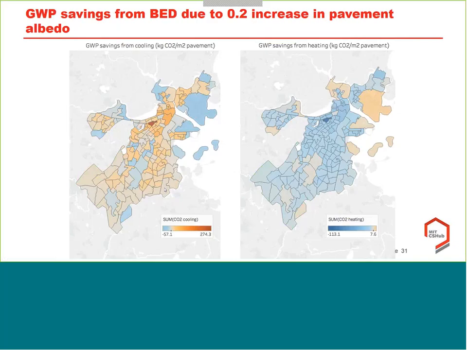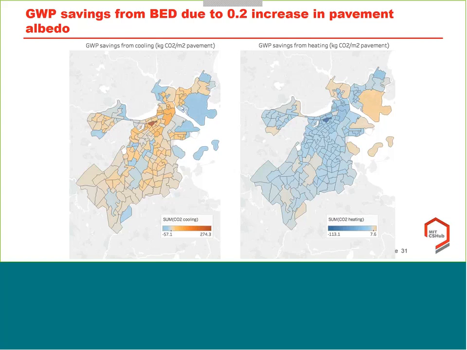Then what we can calculate is global warming potential savings from cooling and also from heating. And in this context, the orange actually means that it's a burden. There's an increased burden due to cooling.